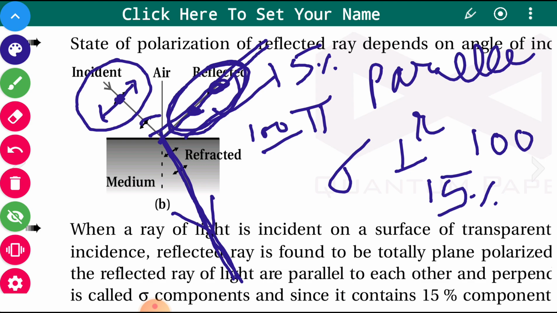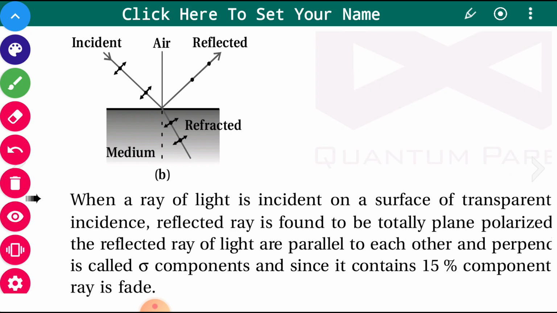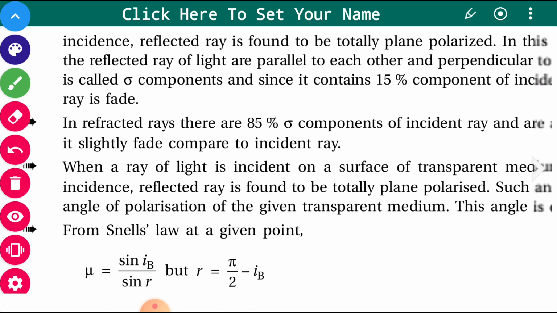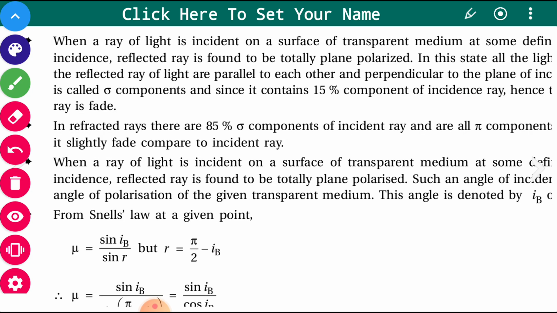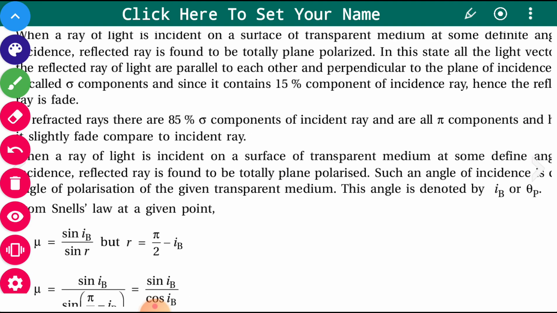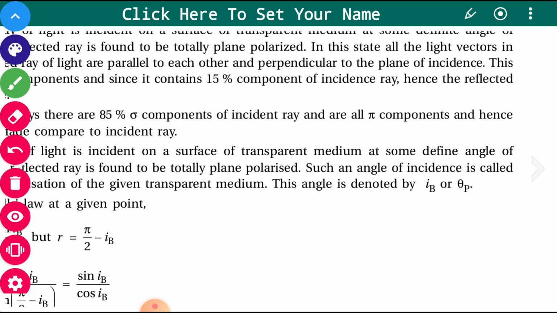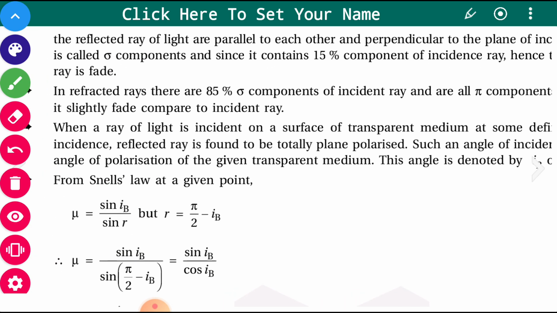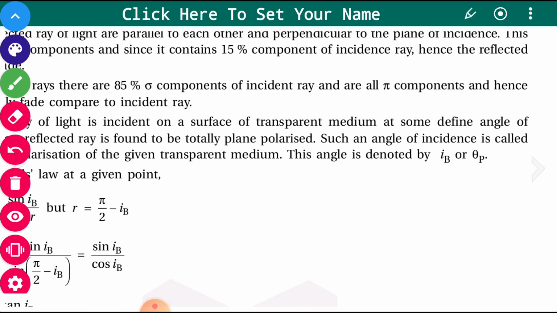So this reflected ray, which is plane polarized, has only 15% of the sigma component. So this reflected polarized light will be a very weak light, or its intensity will be very low. In the refracted ray, 85% of the sigma component is going, in reflected it will be 15%, and the pi components are all moving towards the refracted light. Now we just have to apply Snell's law at the point of incidence.